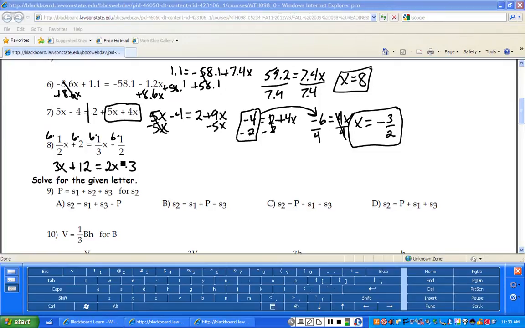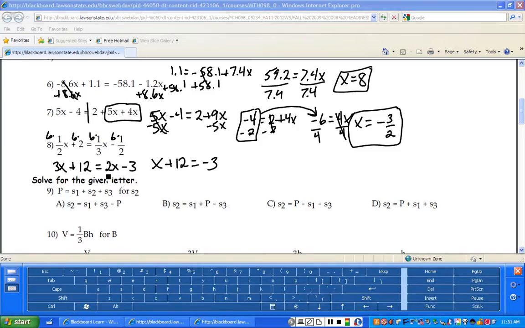Variable is still on both sides. Move the smaller over here to the bigger, so I'm going to subtract 2x from both sides. So if I subtract 2x from both sides, it's going to cancel on this side, and 3x minus 2x is going to give me 1x. Still have my 12 equals a negative 3.